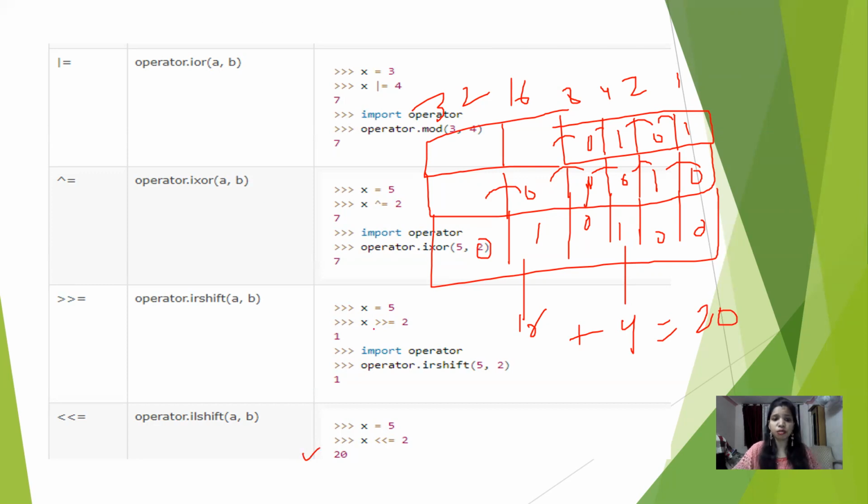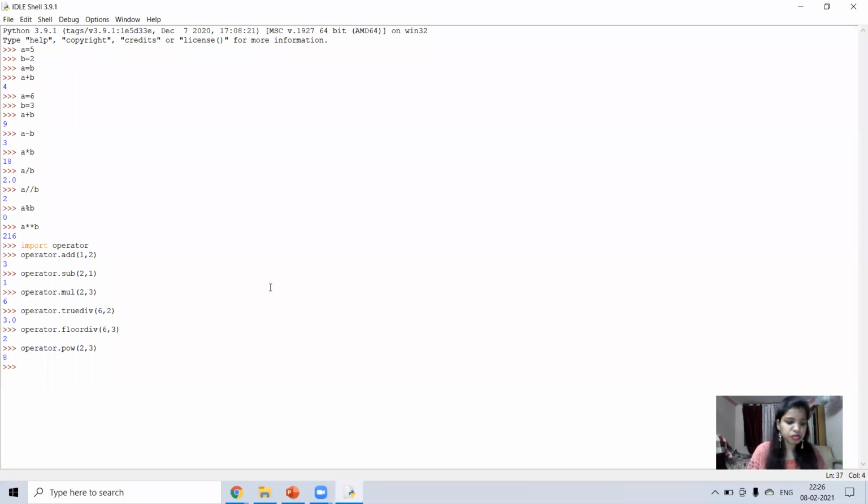But after right shift, the number becomes 1. So now we will perform this in Python. Suppose I'm giving x equals to 5. Now x plus equals to 1. So 5 plus 1, press x. 5 plus 1 is 6.